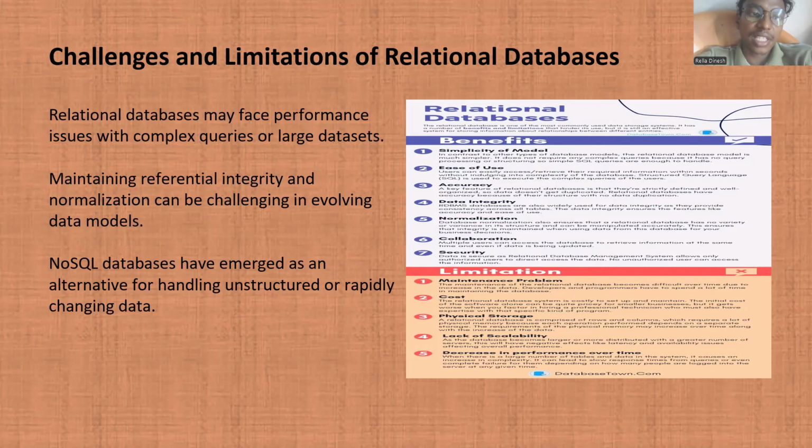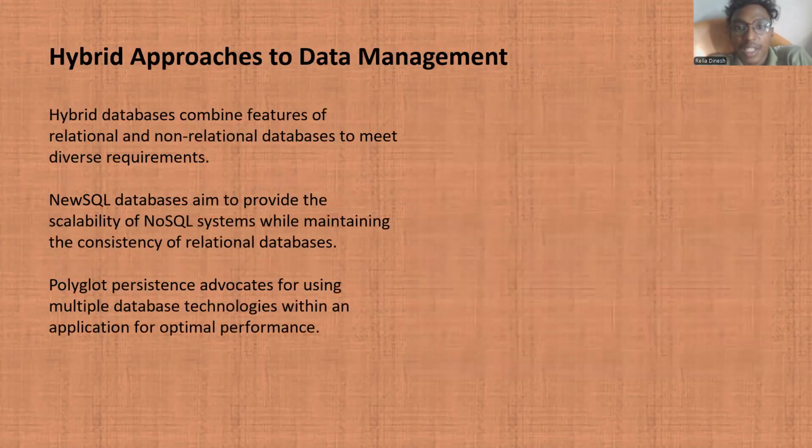Maintaining referential integrity and normalization can be challenging with evolving data models. Normalizing the data is also one challenge. NoSQL databases are another challenge. Here, the limitations are maintenance problems, cost, physical storage, limited scalability, and decreased performance over time. These are the additional limitations of the relational database.